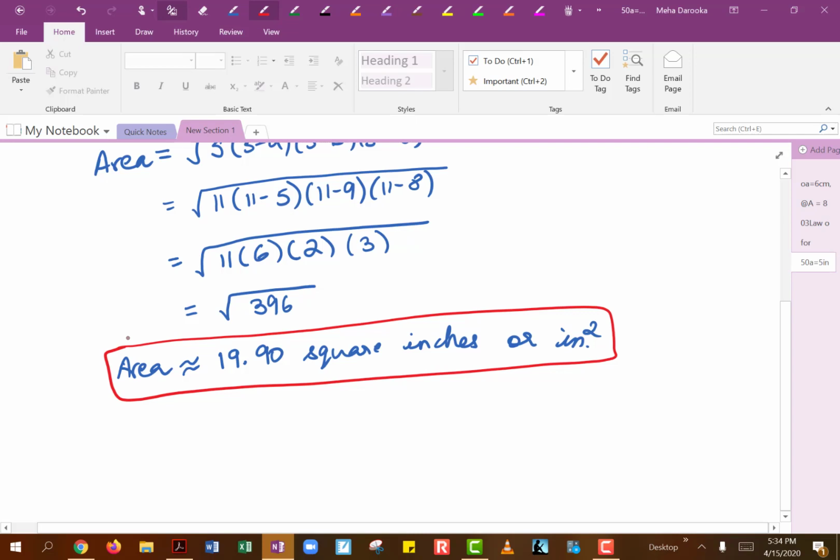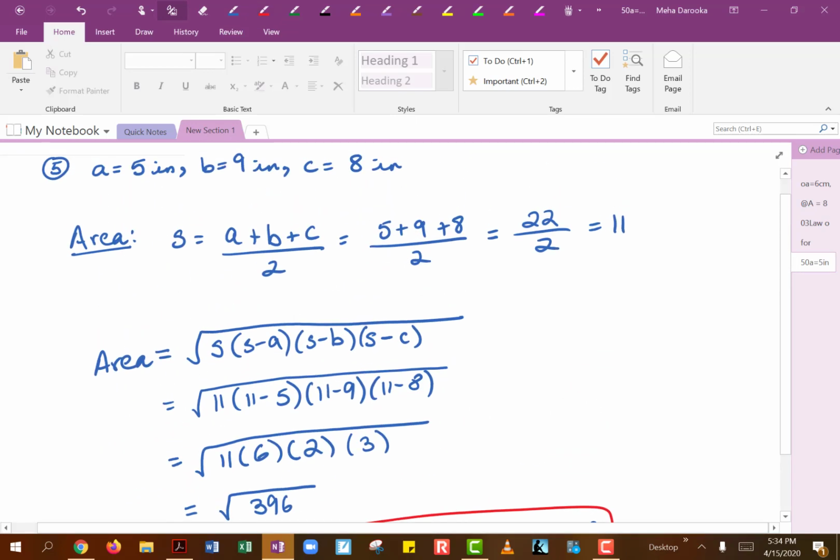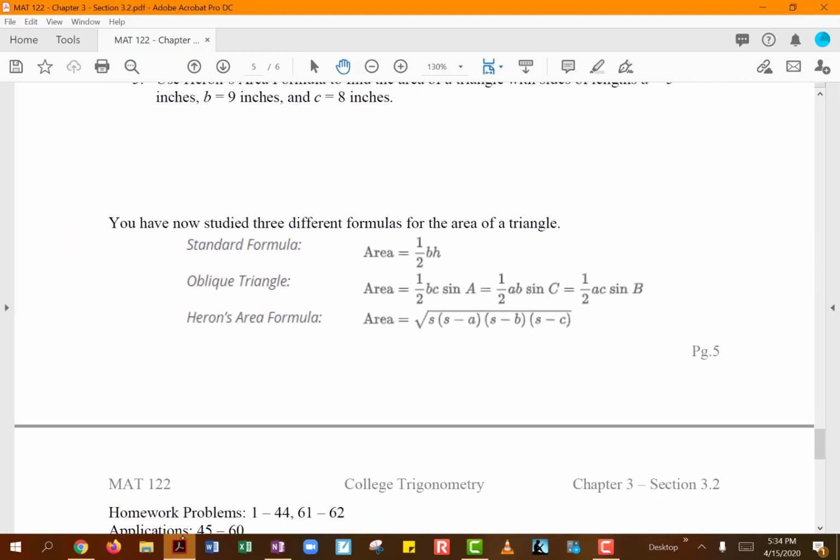Not too bad. It's a pretty straightforward example, as you can see. Then we are comparing the different area formulas that we have for triangles. Of course you've got your standard formula, which is area equals 1/2 times base times height. And in the last section, when we were talking about law of sines, we saw the area formula for the oblique triangle, which can be area equals 1/2 BC sine of A, or 1/2 AB sine of C, or 1/2 AC sine of B.